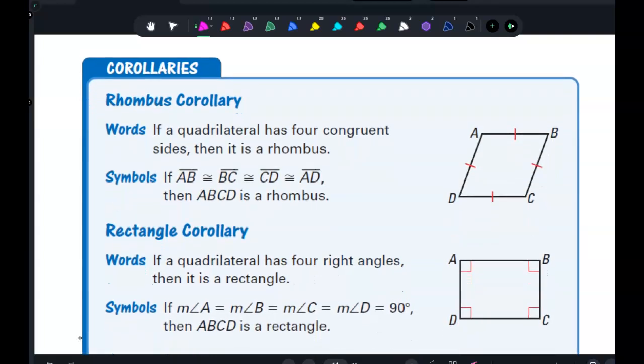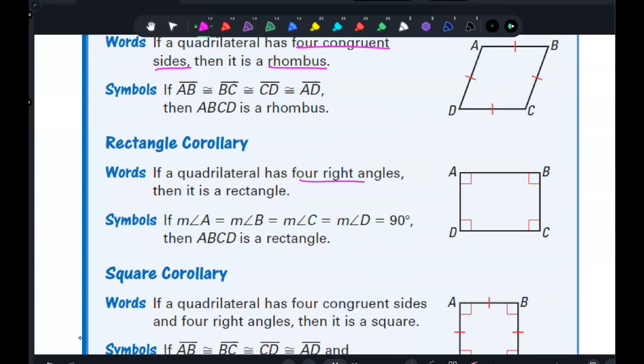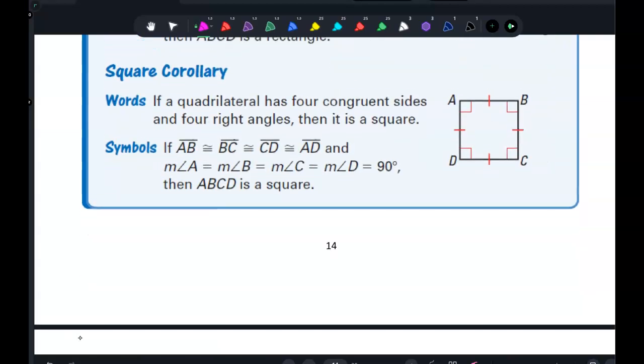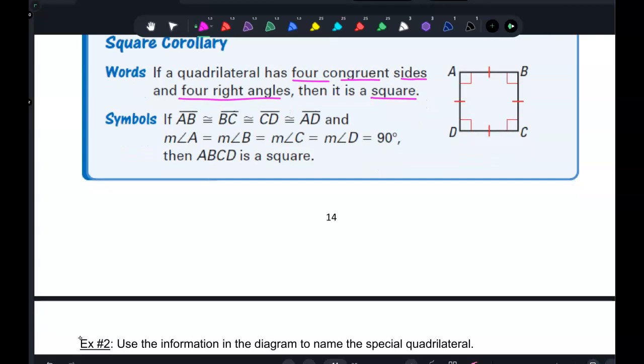Okay, it says corollary. These are just the converse of what we said before. So if we know it has 4 congruent sides, then it has to be a rhombus. And if we know it has 4 right angles, then we know it has to be a rectangle. And if it has 4 congruent sides and 4 right angles, then it has to be a square. So sometimes we want to be able to identify what type of parallelogram or quadrilateral we have.